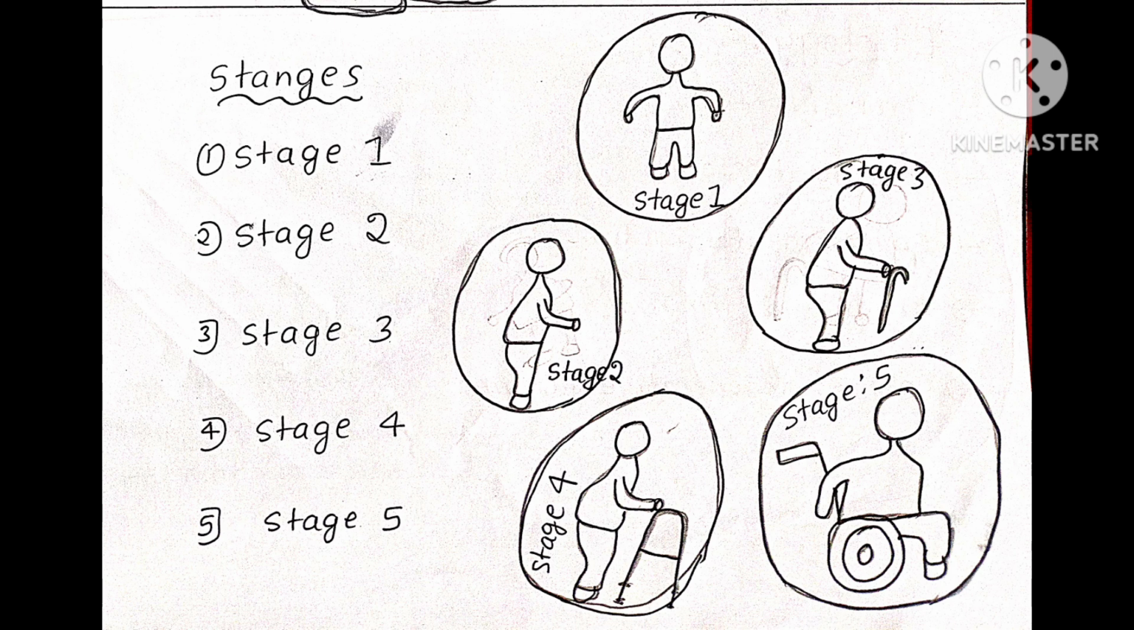Next, in stage 4, severe symptoms develop and disrupt the patient's daily life activities. In this stage the patient requires family help to do daily activities. In stage 5, walking and standing may be impossible, so the person is confined to a wheelchair or bed rest.